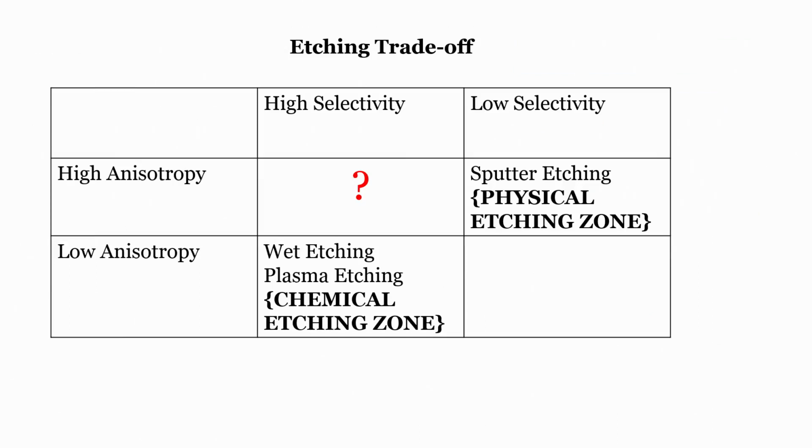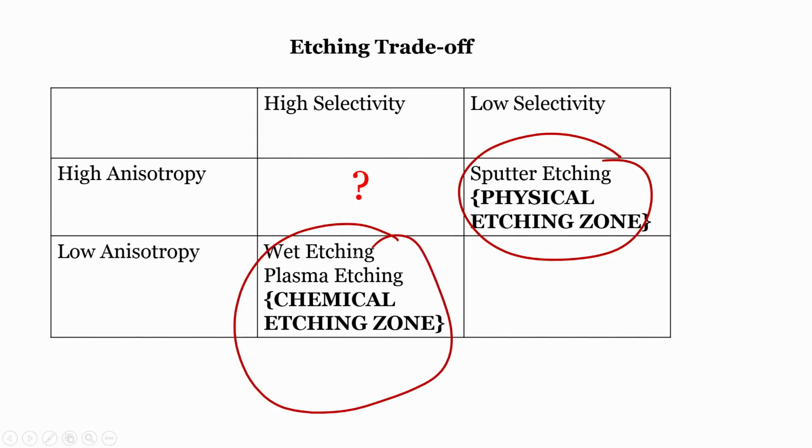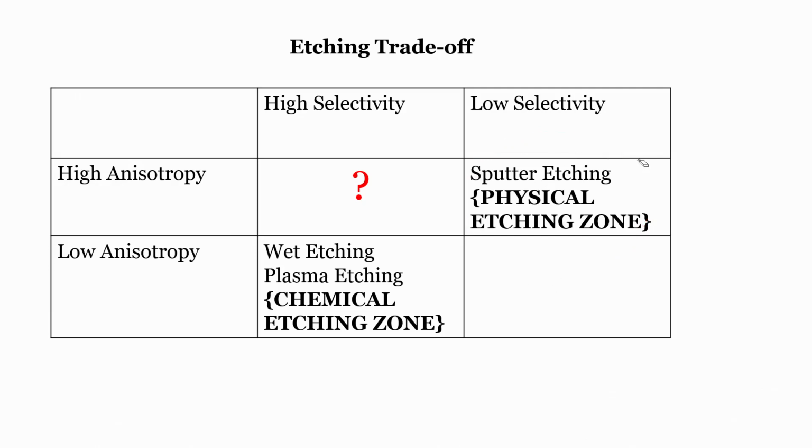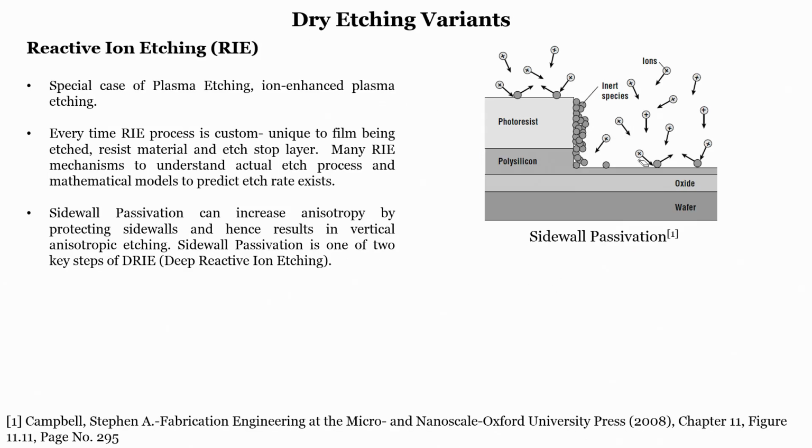But before we go to that, you see here its etching trade off: if the material is highly selective, which one do you go for, and if the material is of low selectivity, which one do you go for. So, with high anisotropy, you can have low selectivity, but if you have low anisotropy, you can have a higher selectivity, and that is why we said this is a trade off. In the wet etching, plasma etching, chemical etching zone, you can have low anisotropy and high selectivity, but if you want high anisotropy, then sputter etching and the physical etching zone is a better way to go.